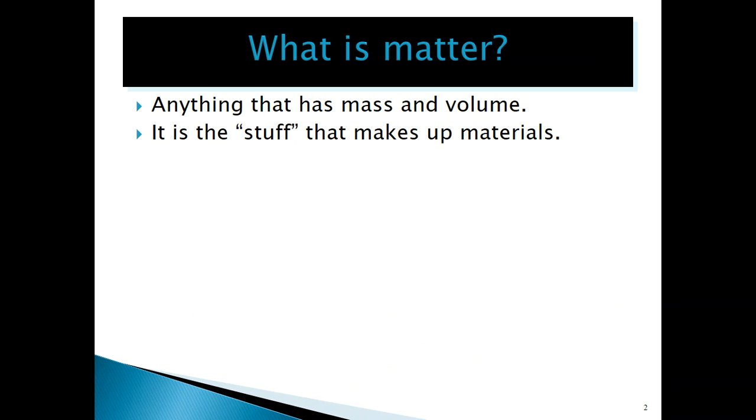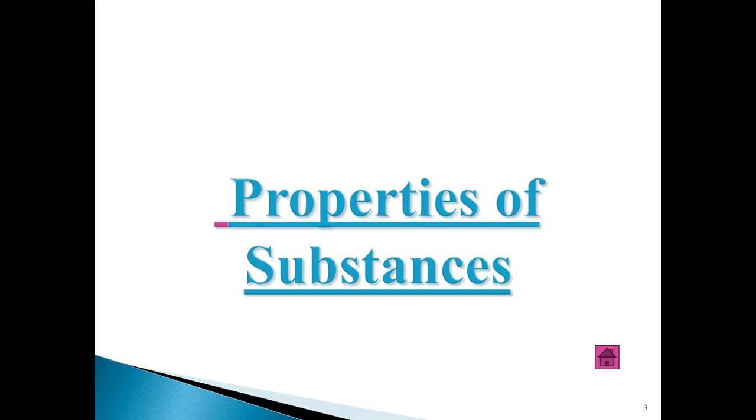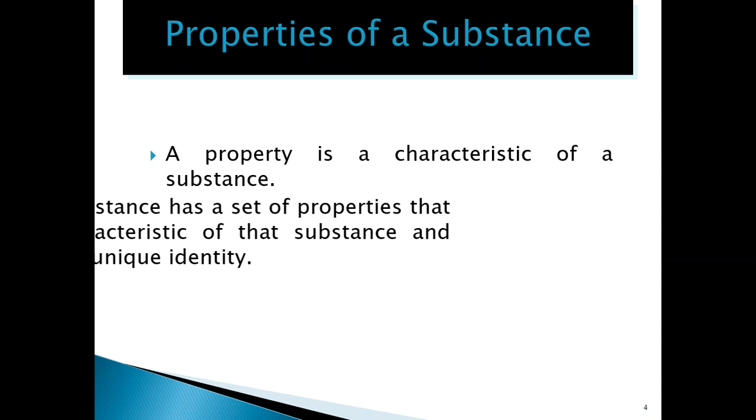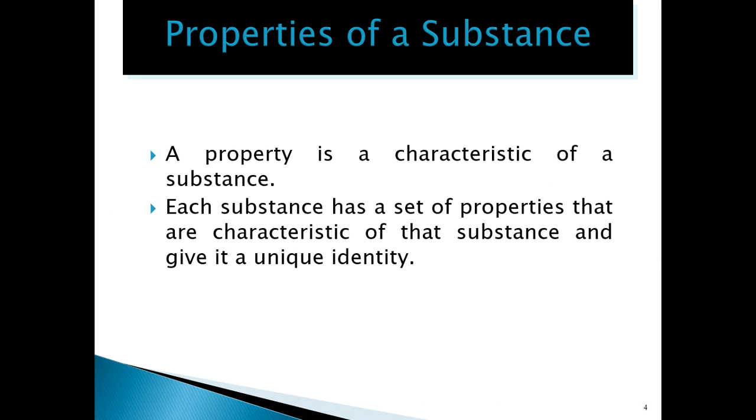So, what is matter? Matter is anything that has mass and volume. So it is the stuff that makes up material. Now, one important aspect are what we call properties. Properties of substances are basically those defining characteristics of a substance, right? So we're talking about things like taste and smell, whether or not it has a color, what color it is, and so on. Density, combustion, stuff like that. Things that a substance may display, which basically identifies it.